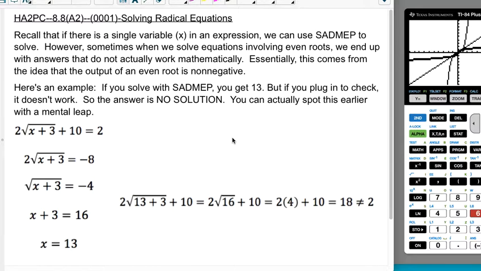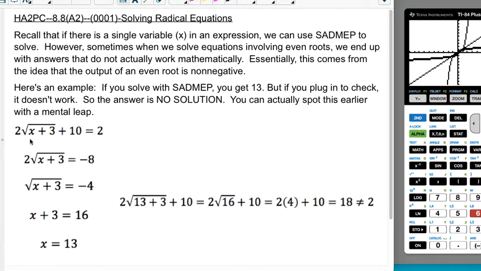So recall that if there's a single x, or variable, but usually x, in an expression, we can use SADMEP to solve. However, sometimes when we solve equations involving even roots, we end up with answers that do not actually work mathematically. Essentially, this comes from the idea that the output of any even root is non-negative, and we're going to talk about that in a sec, but let's walk through a quick example of what I'm talking about so it doesn't sound like utter nonsense.